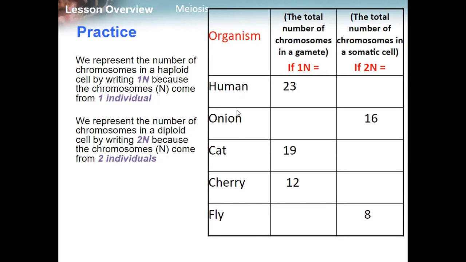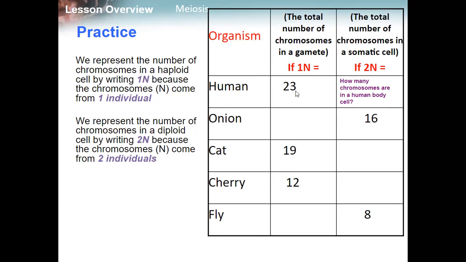Each one of these different organisms has a different number of chromosomes, either in their gamete, their sex cell, or their body cell, their somatic cell. So here, remember, gametes are haploid and we represent the number of chromosomes as 1N. So if 1N is 23 chromosomes, that's how many chromosomes are in an egg or a sperm of a human. Okay, how many chromosomes are in the body cell of a human? Let's say cells in their eyes or cells in their skin. How many chromosomes would there be?